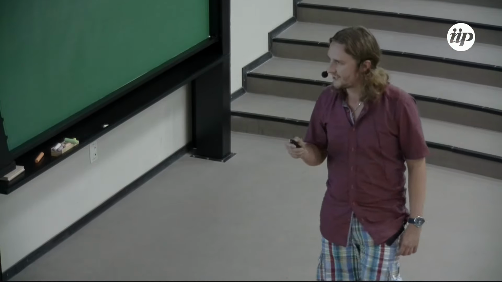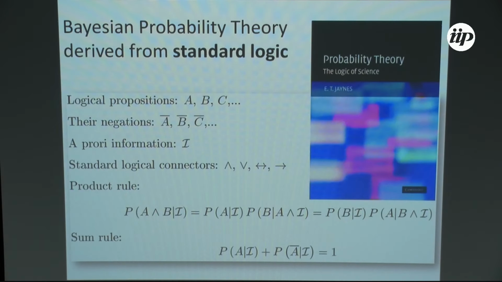So let me first start with some basic background of what we will use. This is purely standard logic, so there is nothing new. But the new idea is that from logic, one can derive probability theory. This was done by Jaynes 50 or 60 years ago.